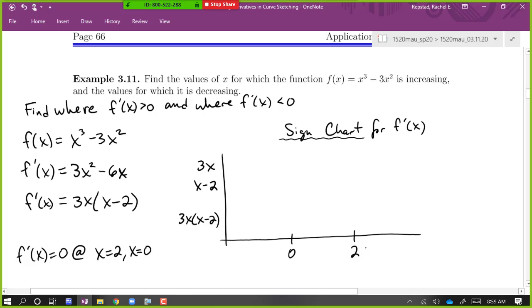And now I'm going to fill in each row. And all I'm going to do is figure out where it's positive and where it's negative and where it's 0. That's all I'm going to mark down. Okay? So 3x, that is 0 when x is 0. If I plug in something less than 0, if I plug in something negative, 3x is negative. And if I plug in something bigger than 0, 3x is positive.